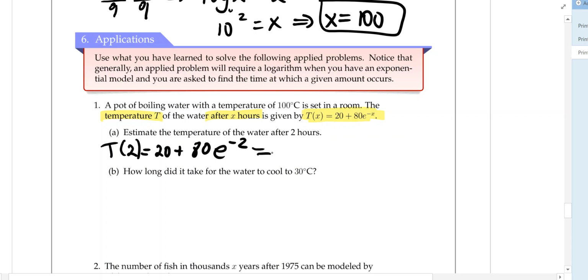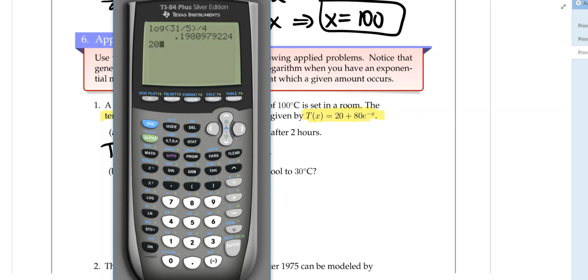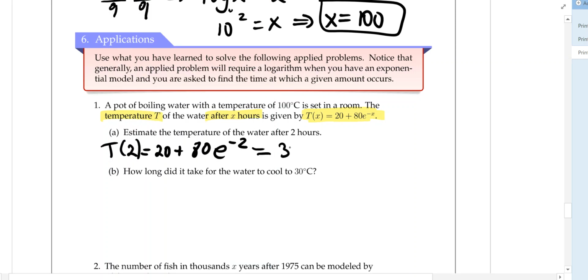So if we put that in our calculator, it will be 20 plus 80 times e, so e is right here on the division, to the power negative 2. And you hit enter and you get 30.83, and this is a temperature, so it'll be degrees Celsius. So if you leave this pot of boiling water in a room, it's going to reach 30.83 degrees Celsius after 2 hours. So we were given what x is. It was 2 hours, and we found the temperature when x is 2 hours.